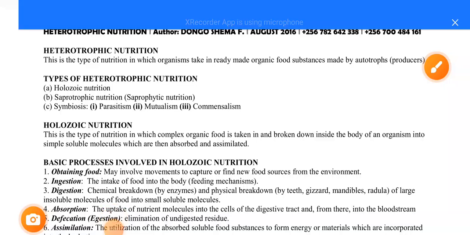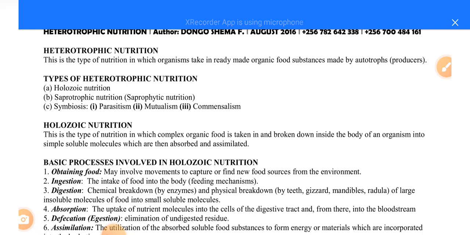Welcome back to this other session of ours. Today we are going to look at what we call heterotrophic nutrition. When we talk about heterotrophic nutrition, this is the type of nutrition in which organisms take in already made organic food substances made by autotrophs. Actually, we talked about autotrophs and we call them the producers. Heterotrophic nutrition means organisms are feeding on already manufactured food.